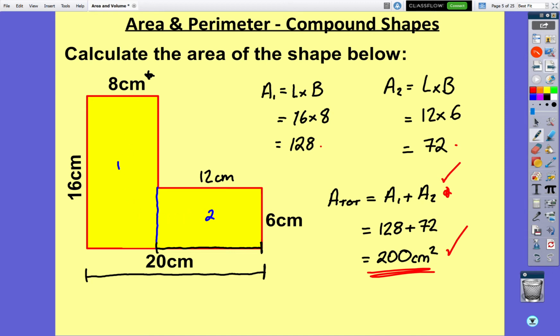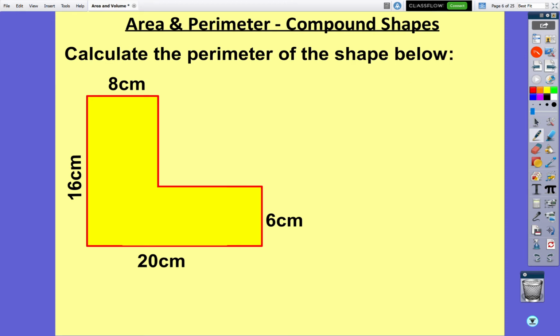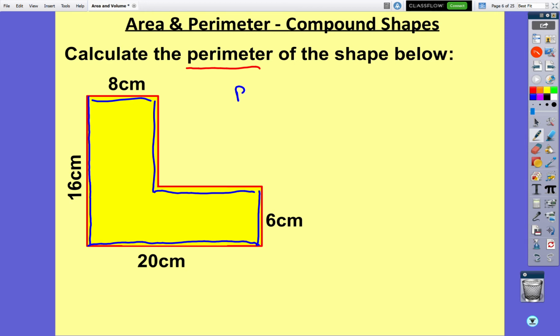Okay, so perimeter of the shape below. It's just the same shape, but the only difference is I'm doing perimeter. So perimeter, we said, was the length around it, so the length is that plus that plus that plus this plus this plus this. Okay, so perimeter, I'm going to use all my lengths I've got thus far. So 16 plus 20 plus 6 plus 8.